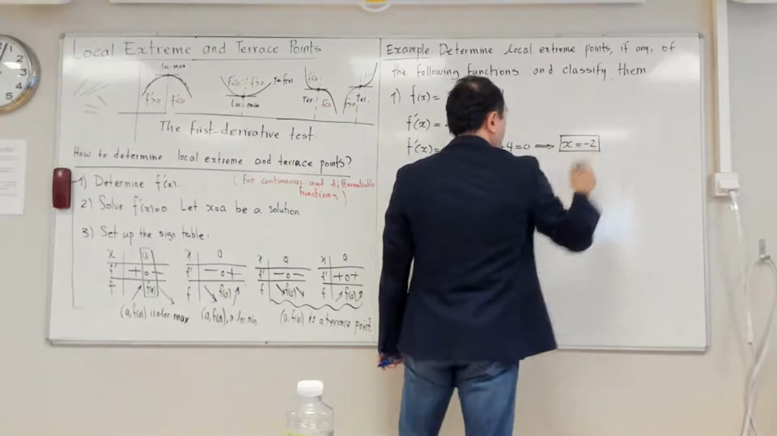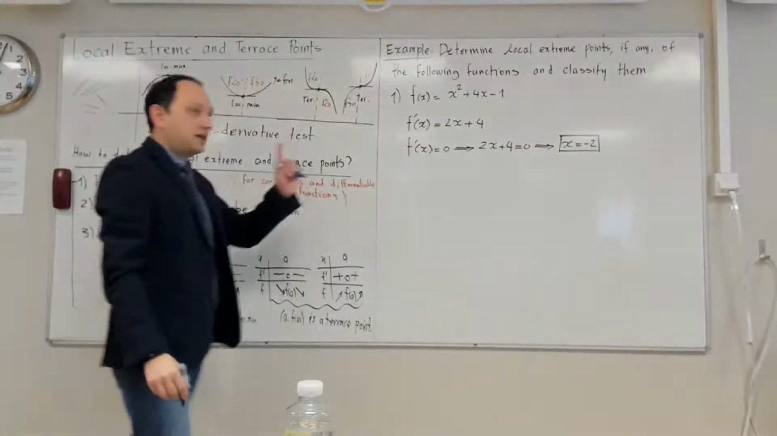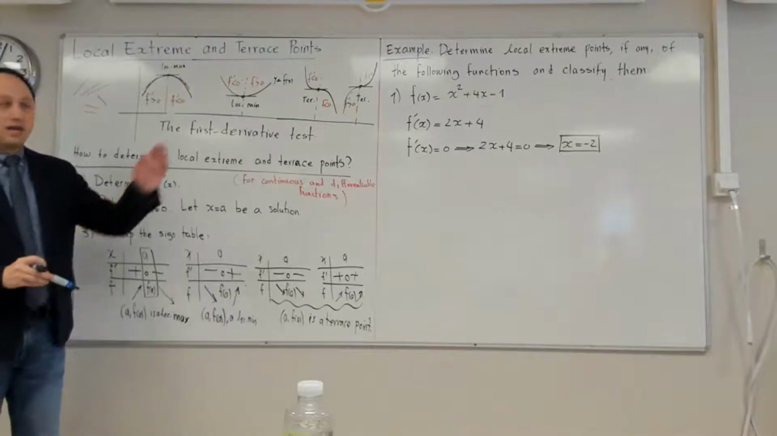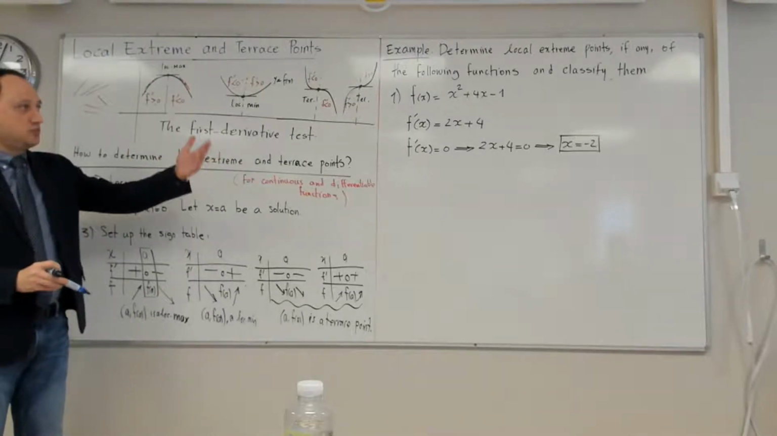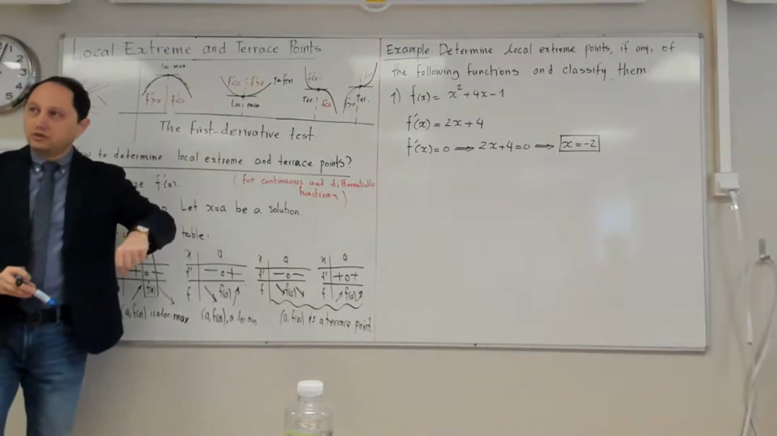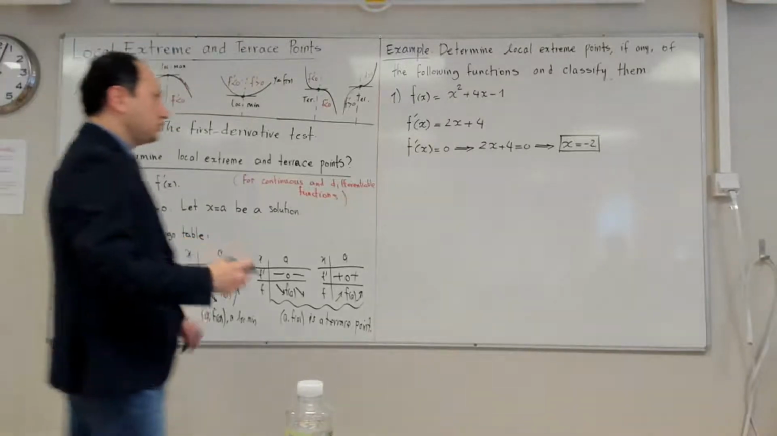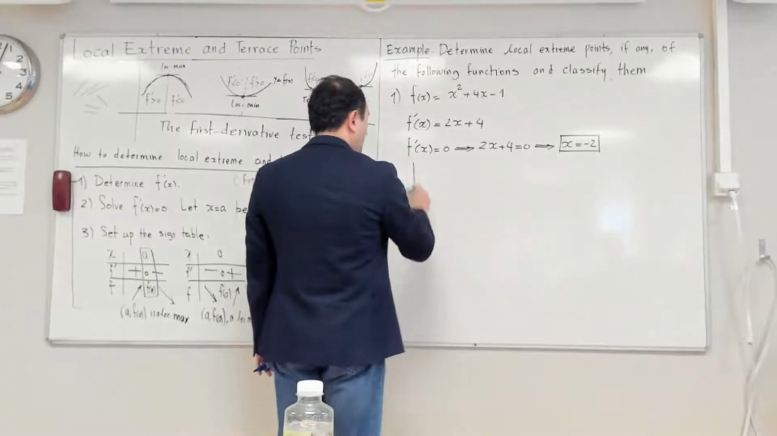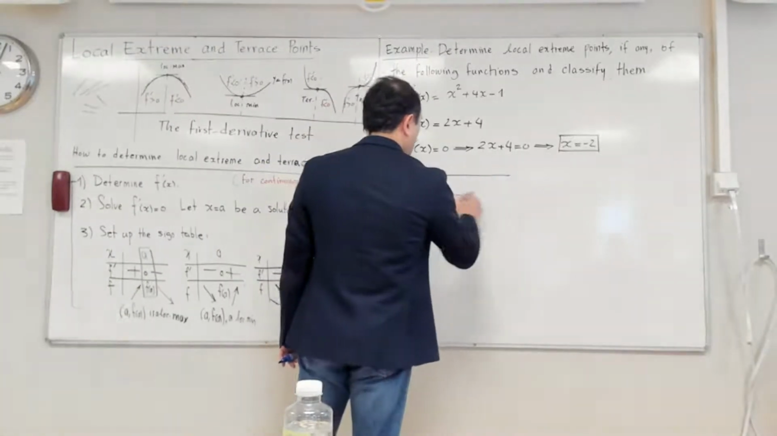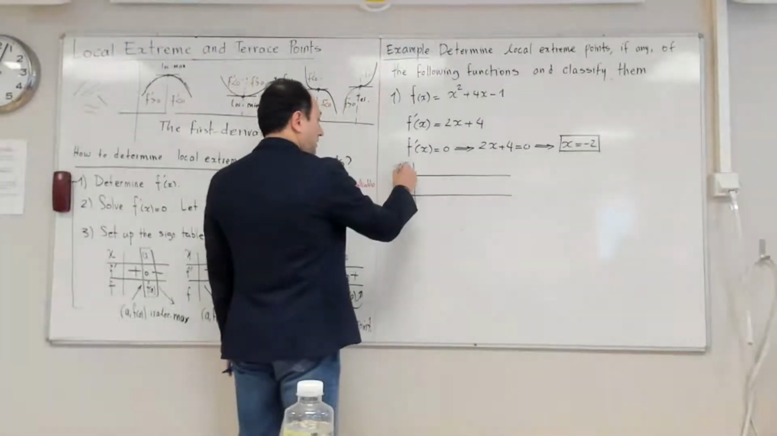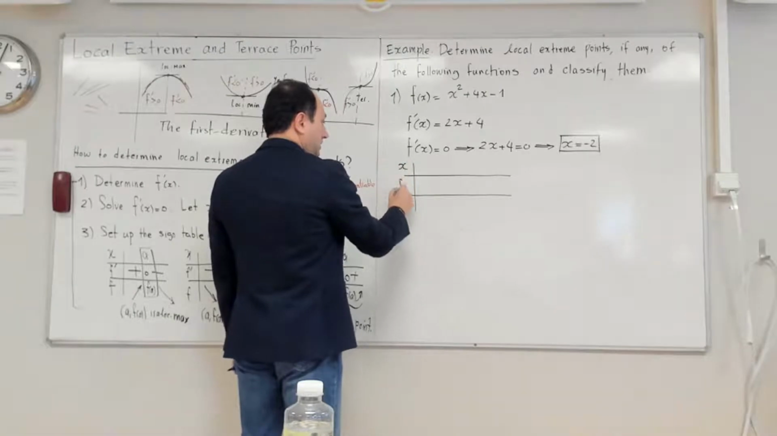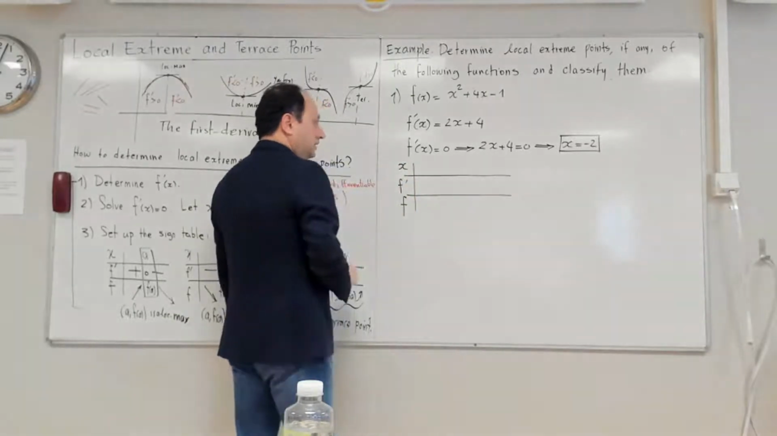So this is one of the points. So it means that I have one candidate. This candidate might be at this stage a local maximum, might be a local minimum, or might be a terrace point. It's not clear yet. So what should I do? I need to set up a table. This is called the sign table. The sign table by convention has 3 rows: x, f prime, and f.